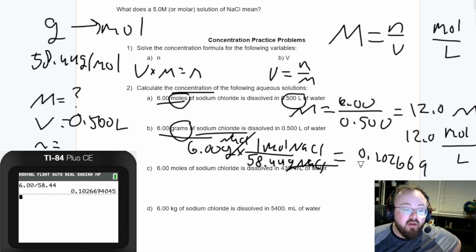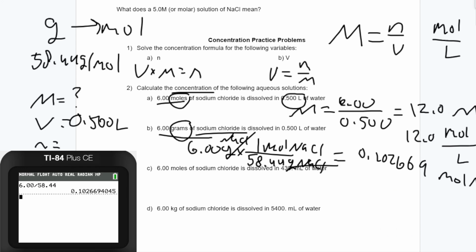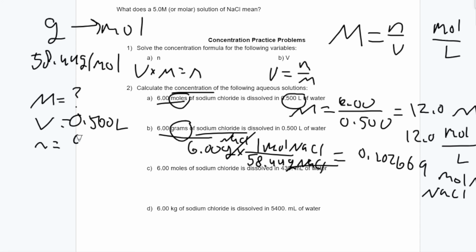Because this is now my unit of moles of NaCl. Oh, we ran out of space there. I'll hide myself. Right, we got that amount of moles of NaCl. And now we take that amount of moles, 0.102669, and that is what goes here.